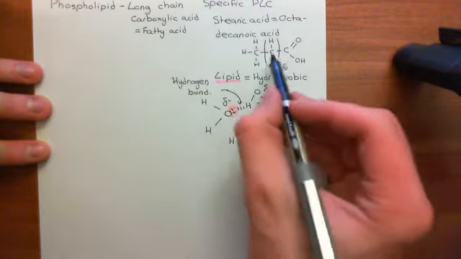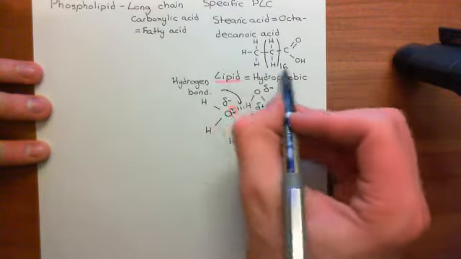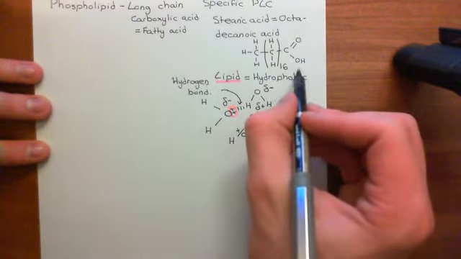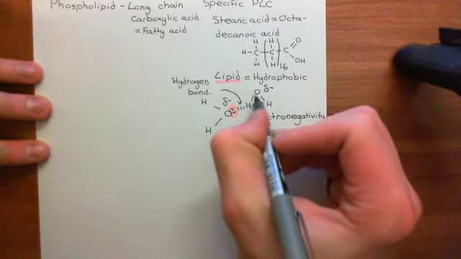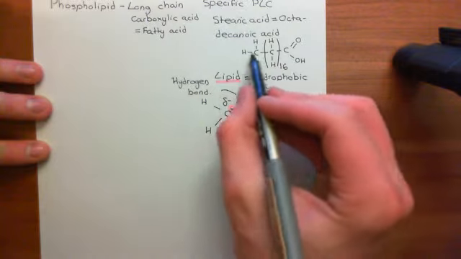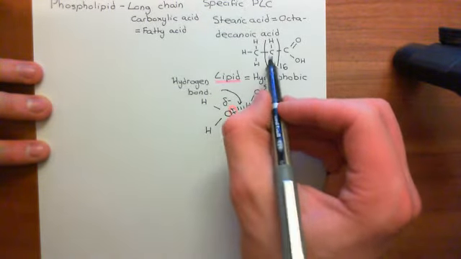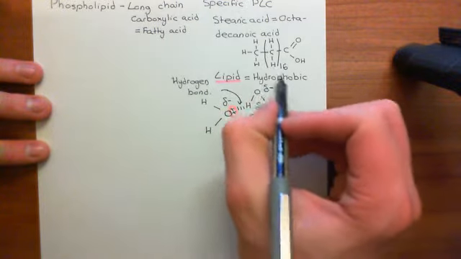Now, when you try and dissolve a molecule like stearic acid, octadecanoic acid here, in water, it doesn't work very well because this extremely long tail is extremely neutral, okay? And it's this property that makes it hydrophobic.